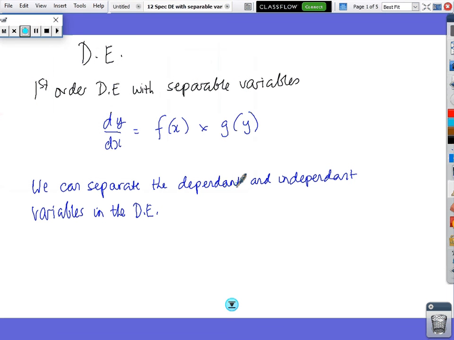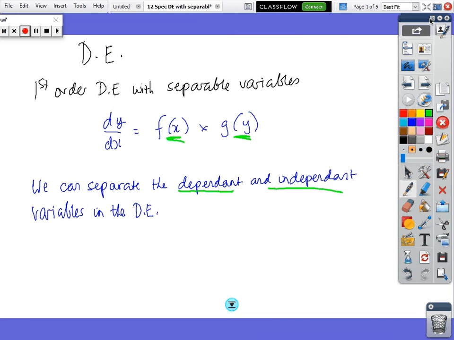Okay, so we're looking at a new type of differential equation with separable variables, which basically is a function of x and a second one with a variable of y. And what we do is we separate the dependent, which is the y function, and the independent, which is the x function. But that's not the critical part. Let's just get this across.